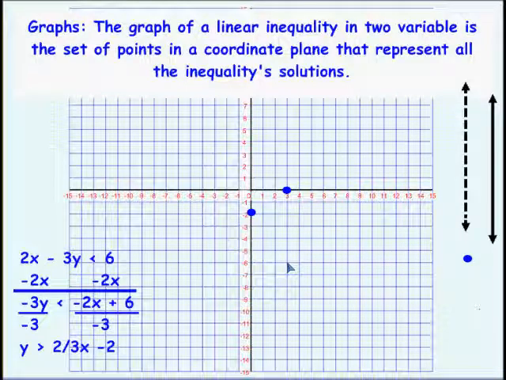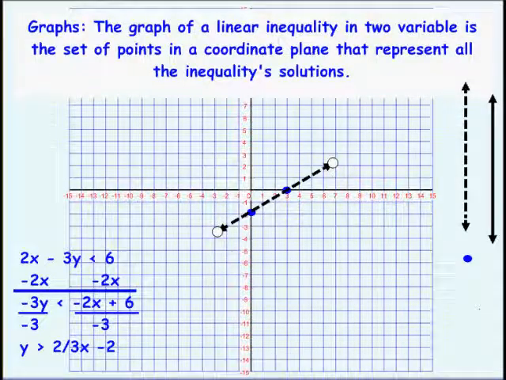Now, something that is new in this equation is that we do not have equal. So the points that lie right on the line will not be solutions. Because my inequality symbol is simply a less than or a greater than, in this case it's a greater than, I'm going to use a dashed line. The dashed line represents that this is where the equation would be on the graph. However, the points that are lying right on this line, the dashed line, are not included in the solution.